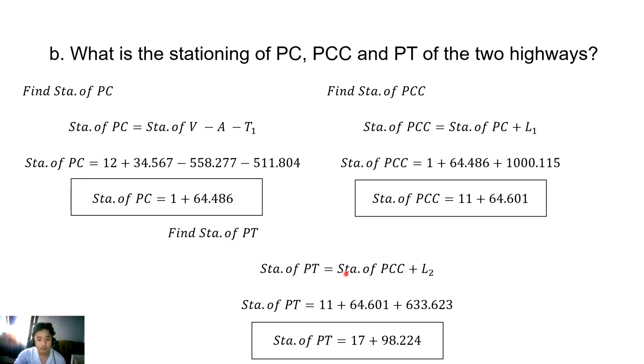For the station of PT naman, we're going to use station of PCC plus L2. So, substitute natin yung station of PCC which is yung 11 plus 64.601. Then, add natin siya sa L2 na 633.623. So, for the station of PT, we'll get 17 plus 98.224.